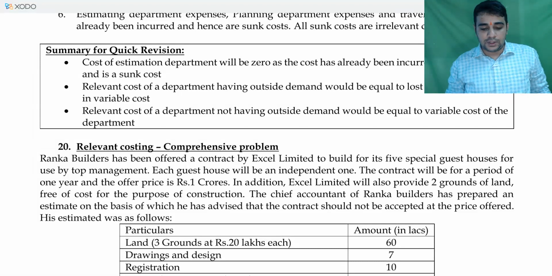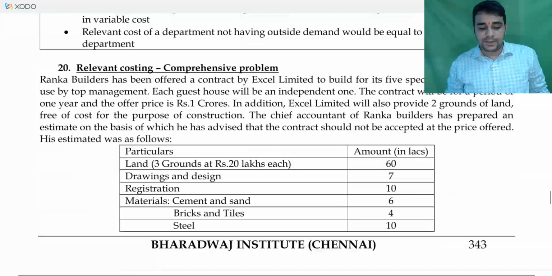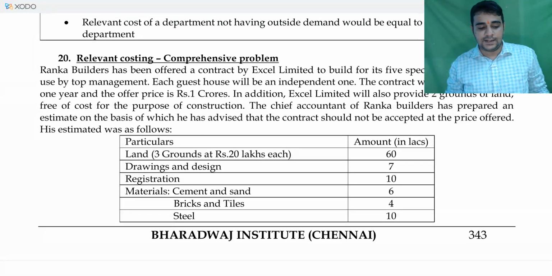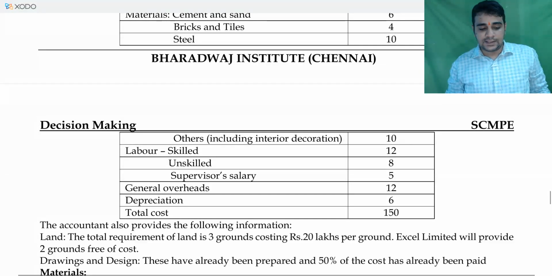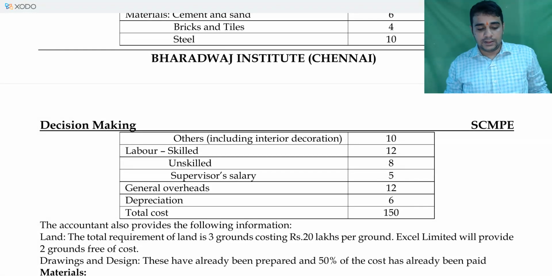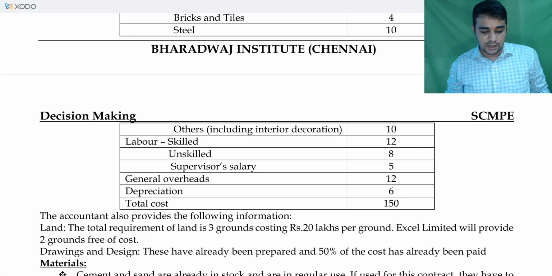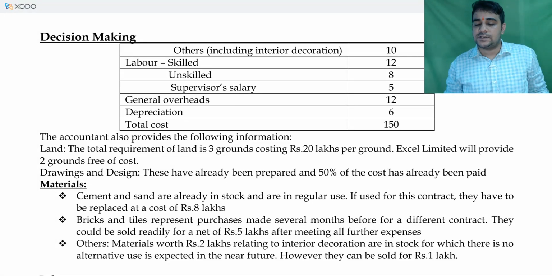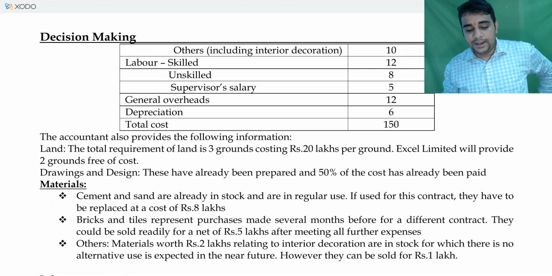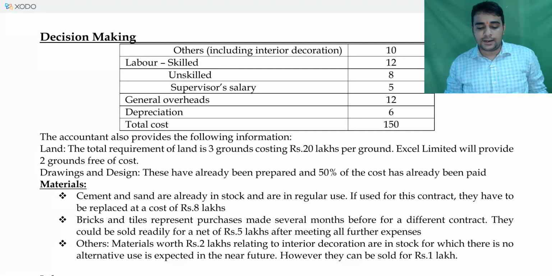The chief accountant of Ranka Limited has prepared an estimate: land 3 grounds, drawings and design, registration, materials, labor, general overheads, depreciation. The total requirement is 3 grounds. In that, 2 grounds will come free of cost. Drawings and designs, some 50% have been paid. Materials, cement and sand are already in stock, regular use. Bricks were made several months before for a different contract.